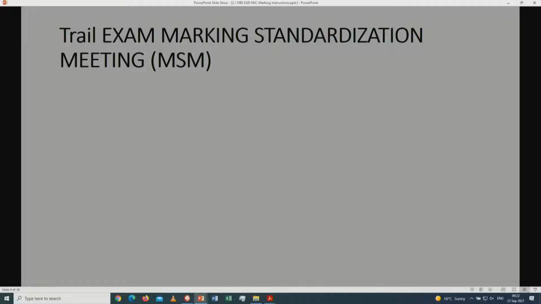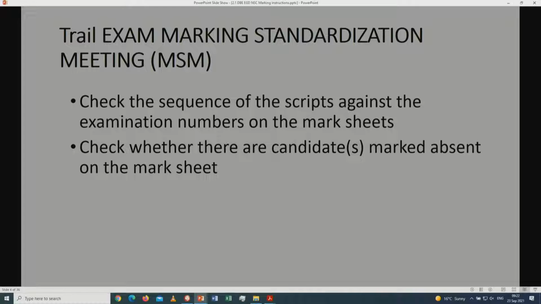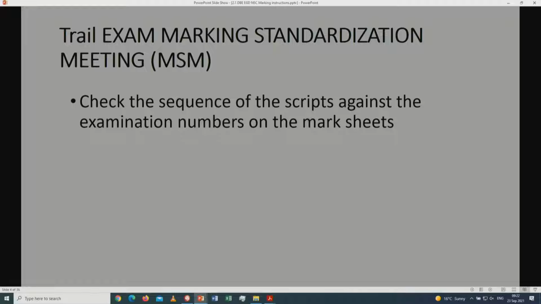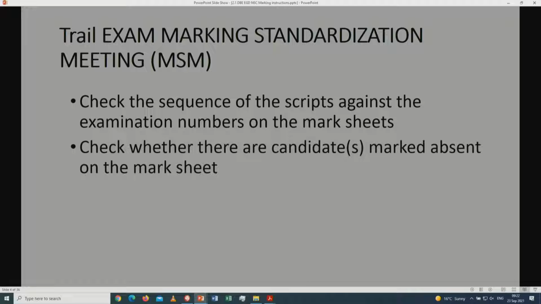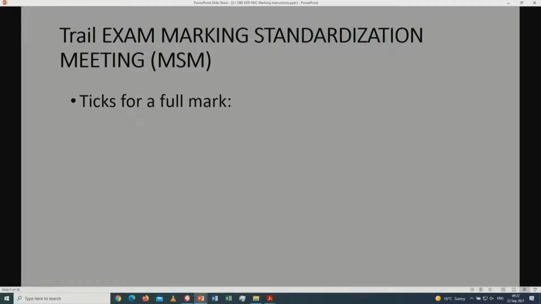All right. Then the next thing I want to point out to you is to check the sequence of the scripts against the examination numbers and the mark sheets. So that is for national exams. That is before you enter your marks onto your mark sheet. Make sure that the scripts are in the correct order to help you not to mix up some of the marks in the process. Right, and then also check whether the candidate was absent or not. And if it was absent, it will be on SANS, it will be a -1.